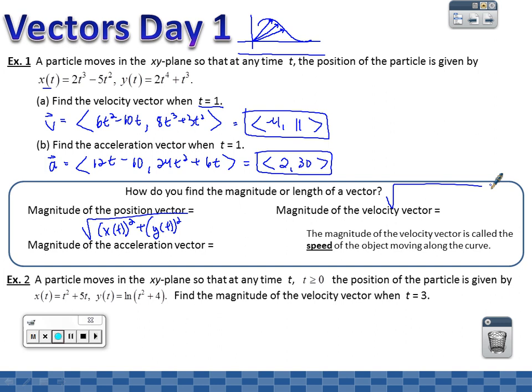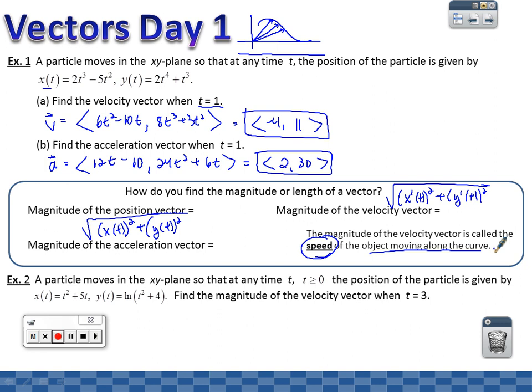Okay? All right. So if we want the magnitude of the velocity vector, same formula, but we would use the velocity vector instead. So we do x prime of t squared plus y prime of t squared. One use for this is speed. The magnitude of the velocity vector is also called the speed of the object moving along the curve. So that would be magnitude of velocity.